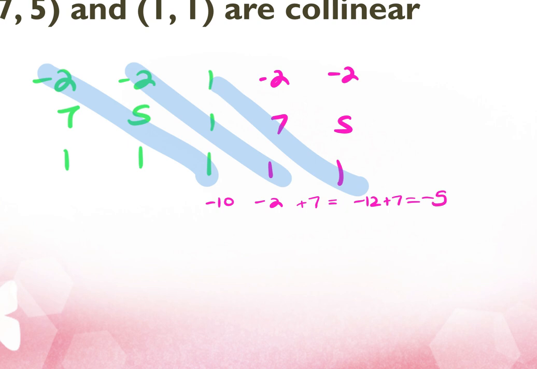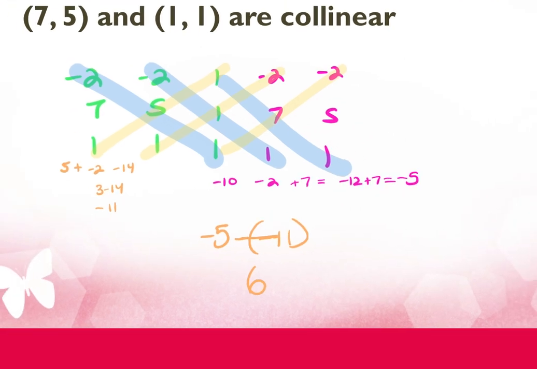Go back the other direction. 1 times 5 times 1, 5. 1 times 1 times negative 2, negative 2. 1 times 7 times negative 2, negative 14. So I get 3 minus 14, which is negative 11. Negative 5 minus a negative 11 gives me positive 6. If that number's 0, they are collinear. Because it is not, these are not collinear.